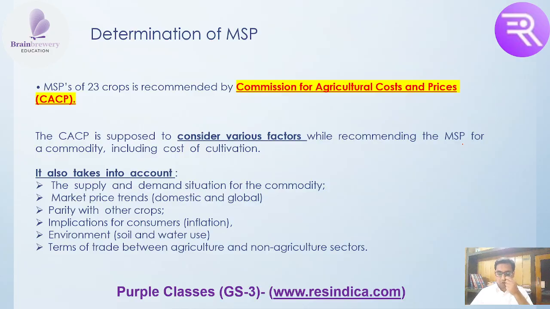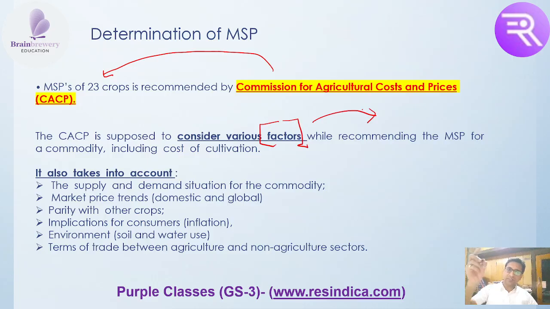Now, determination of MSP. What does the Commission for Agricultural Costs and Prices do in order to come to know what is going to be the MSP of these crops? Whenever CACP comes to MSP, it has to go through various factors, and only then recommend how much the MSP for that crop should be.